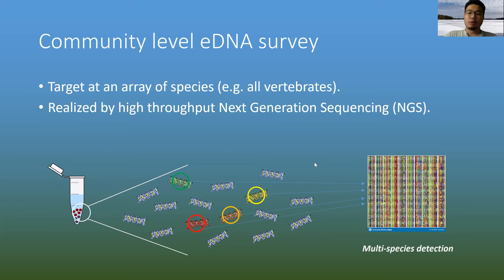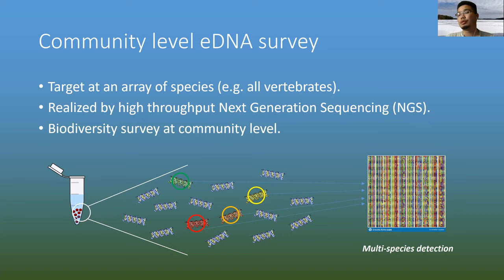So what you can do is develop a more general assay that can grab a group of species that have something in common. Let's say all the fish. We can grab all the fish sequences at once. We can sequence all of them, then put them in an array, and then we can distinguish different species in the sample pool. Okay, so we can do a lot of biodiversity survey at community level. You can basically look at a cup of water and tell from this water sample that we have 15 species of fish, 2 species of turtles, et cetera, in the area.